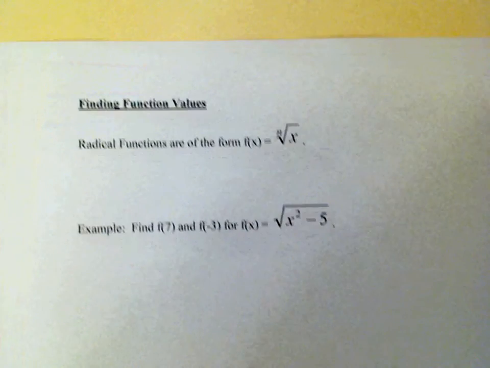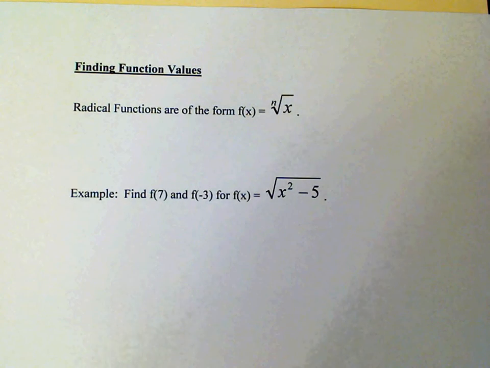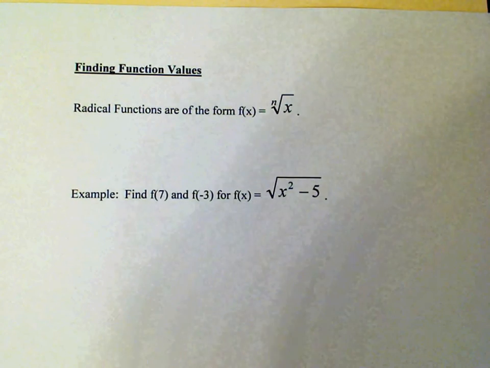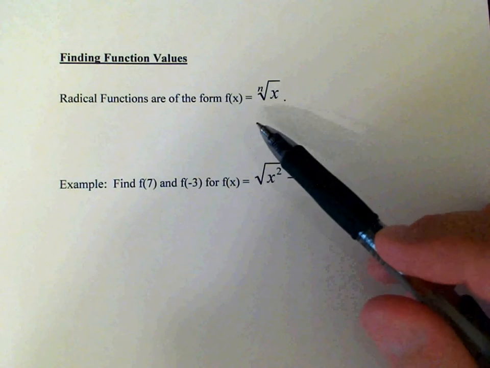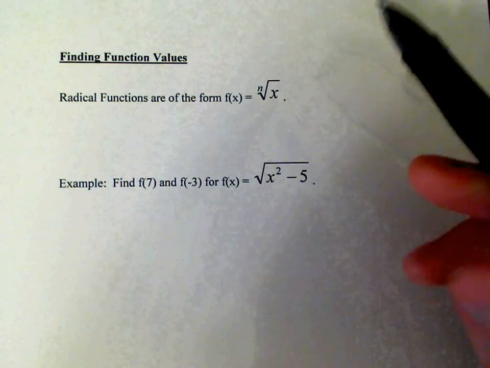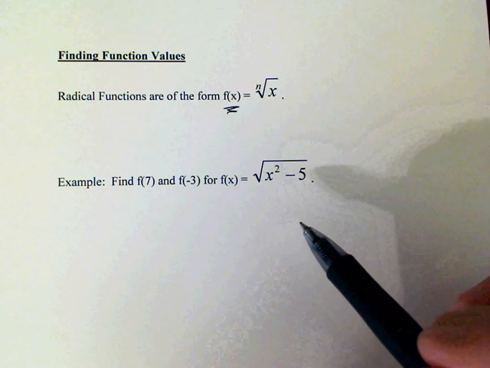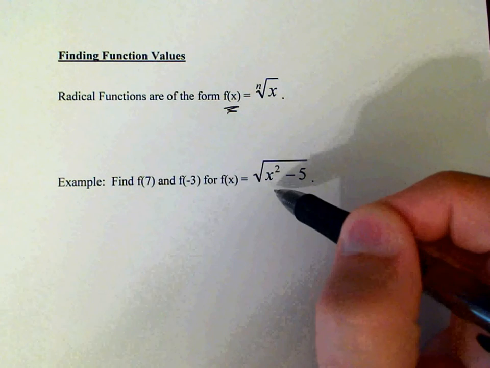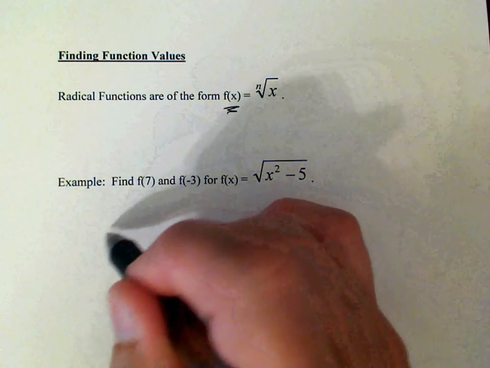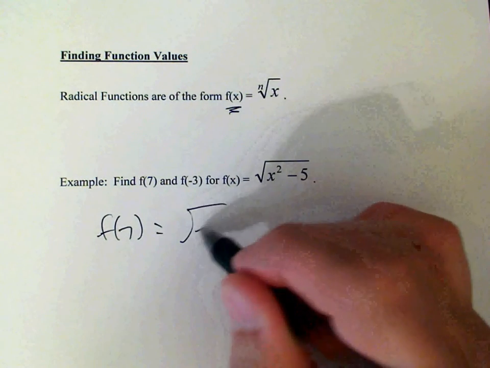Now, the last thing we're going to look at is just an application of function values. Not that big a deal. It's pretty much saying that radical functions are of the form f of x equals the nth root of x. The key thing is you'll see this notation f of x. With this example, you do what you think you're going to do. We're going to take this function f of x equals the square root of x squared minus 5, and we're going to find f of 7, which means everywhere you have an x, you replace it with a 7. The key thing is to make sure you write it correctly.